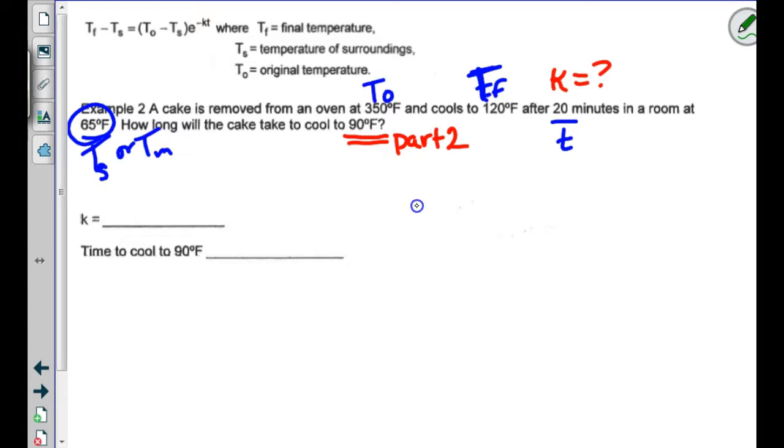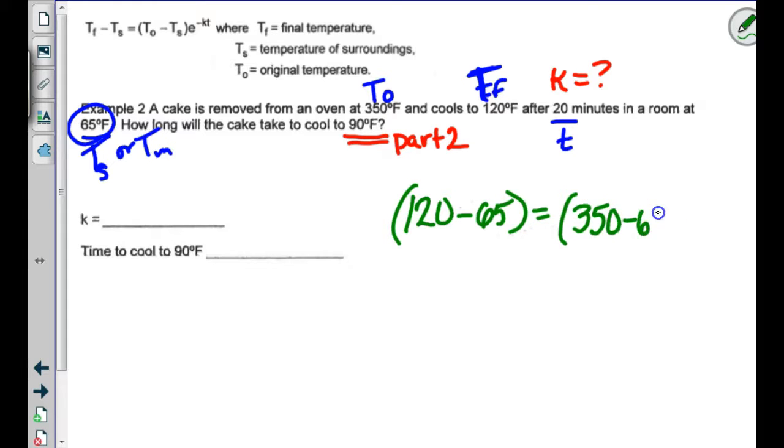All right, so we have final temperature minus surroundings equals original temperature, we're in Fahrenheit this time, minus surroundings, times e to the negative k, we don't know, times t, which is 20. All right, do some work, see how far you can get.